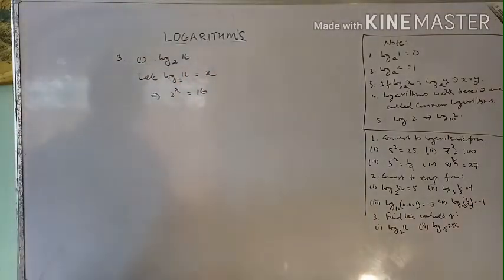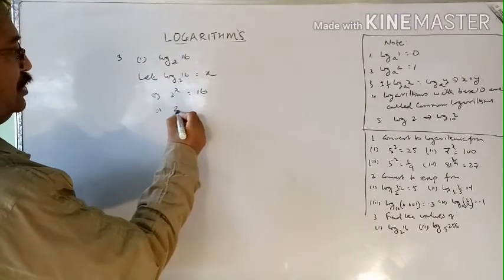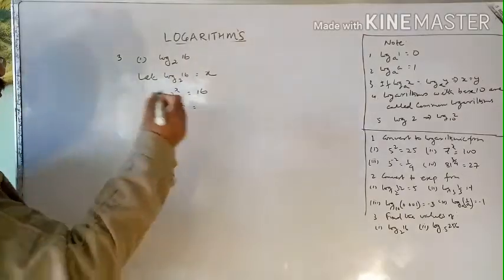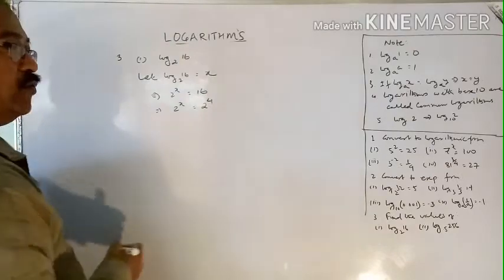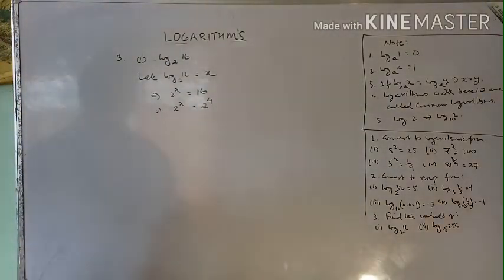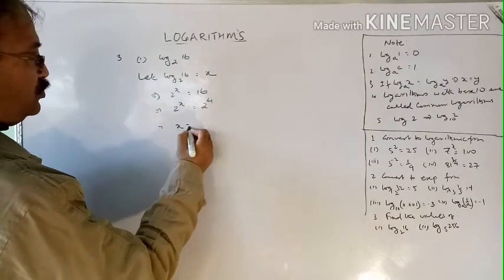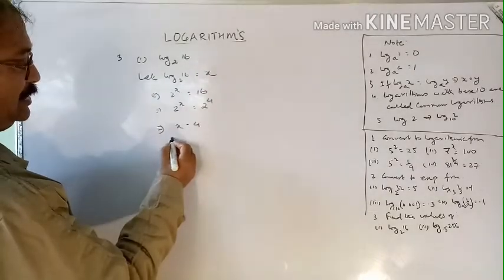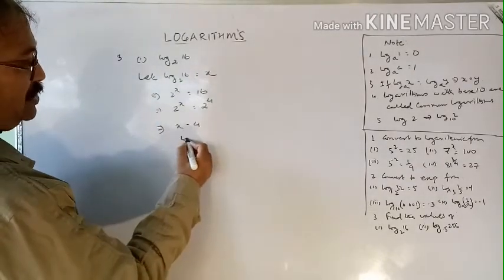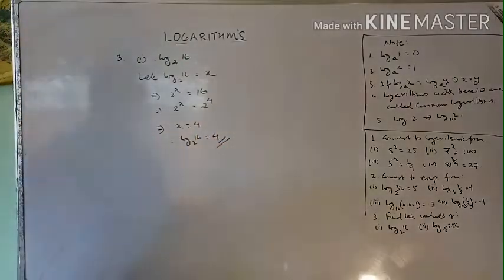So now to find the value of x, now we make base on both sides same, so we express this also in exponential form with base 2. So 16 is equal to 2 to the power 4. Okay, so now since bases are equal, then exponents must be equal, so x is equal to 4. So x equal to 4, but what is x? X is log of 16 to the base 2 is equal to 4. So this is the value of log of 16 to the base 2.